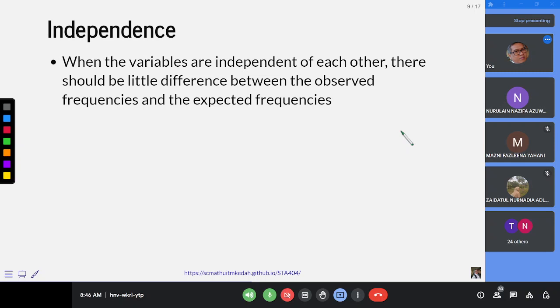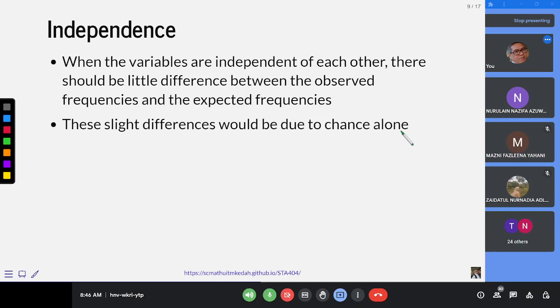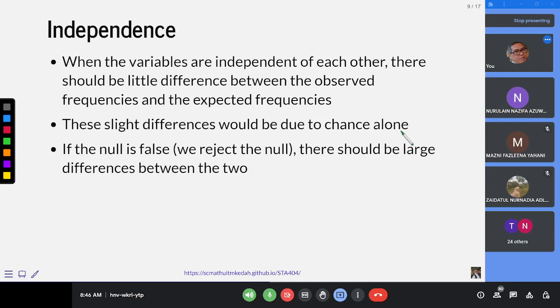Okay, when the variables are independent of each other, there should be little difference between the observed frequency and the expected frequency. Okay, ini dia punya key idea. So nanti kita akan tengok dari segi pengiraan. Okay, macam saya katakan tadi, kalau katakan they are independent, between observed dengan expected frequency, tidak adalah banyak perbezaan. Kalau banyak perbezaan tu, kita boleh katakan yang dia adalah dependent. Okay, this slight difference would be due to chance alone. If the null is false, we reject the null. There should be a large difference between the two. So, kalau kita nak reject null hypothesis, katakan dia adalah dependent. Okay, to conclude that both variables are dependent, you must show that the difference between the observed and the expected frequency is large. Okay.